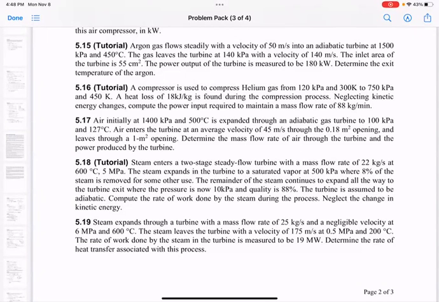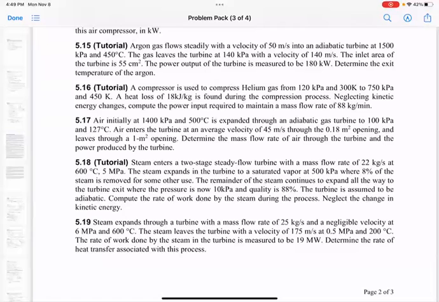So next one, 5.16. A compressor is used to compress helium from 120 kilopascals and 300 Kelvin to 750 kilopascals and 450 Kelvin. A heat loss of 18 kilojoules per kilogram is found during the compression process. Neglecting kinetic energy changes, compute the power input required to maintain a mass flow rate of 88 kilograms per minute.